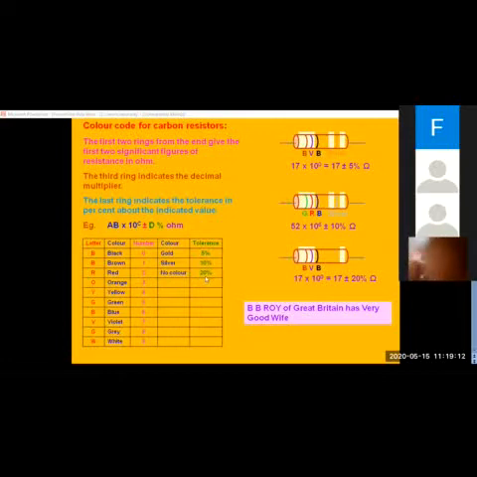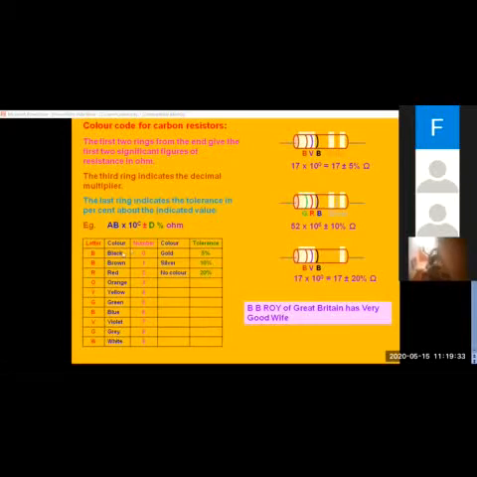So the fourth line will only have 3 values. If gold, it should be 5%. If silver, it should be 10%. If there's no color at all, it should be 20%. So this is the fourth line. Now forget about this. We'll come to the first 3 lines.